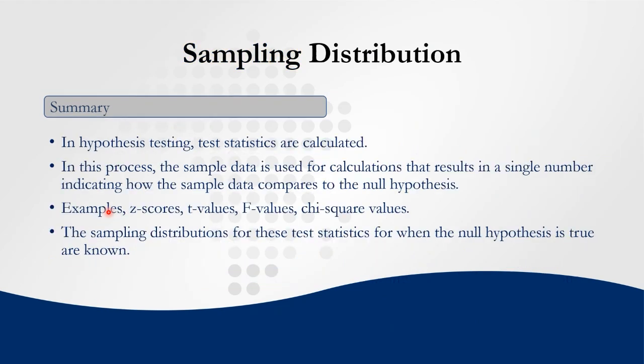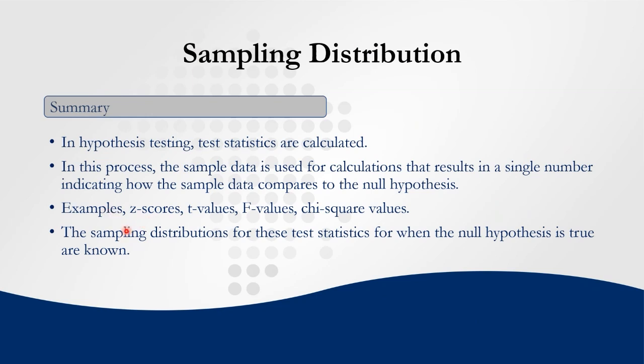When we are doing hypothesis testing, we compute test statistics, which I will show when we start to do examples. Sample data is used for calculations, and it gives us a single number. So you have your sample data. If we talk about the mean, you compute an average, and then you compute a test statistic, which will be a single number. And you compare that to the null hypothesis.